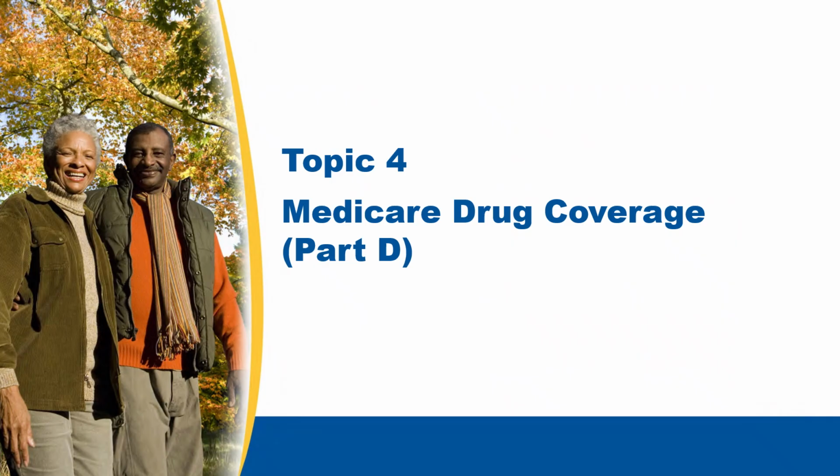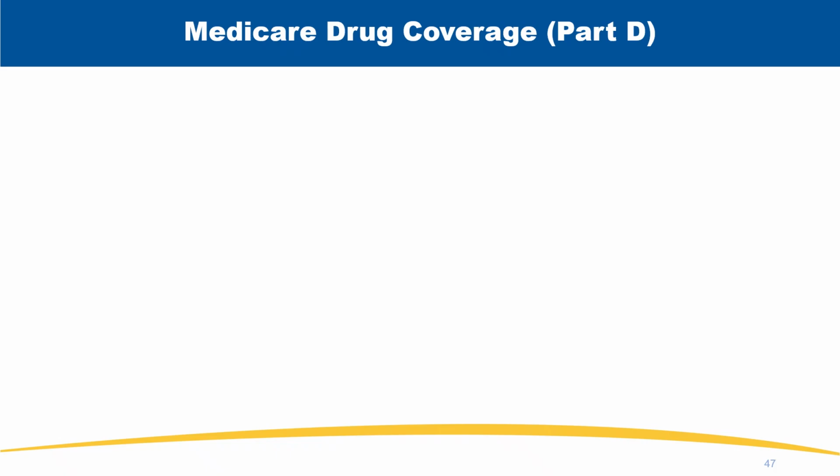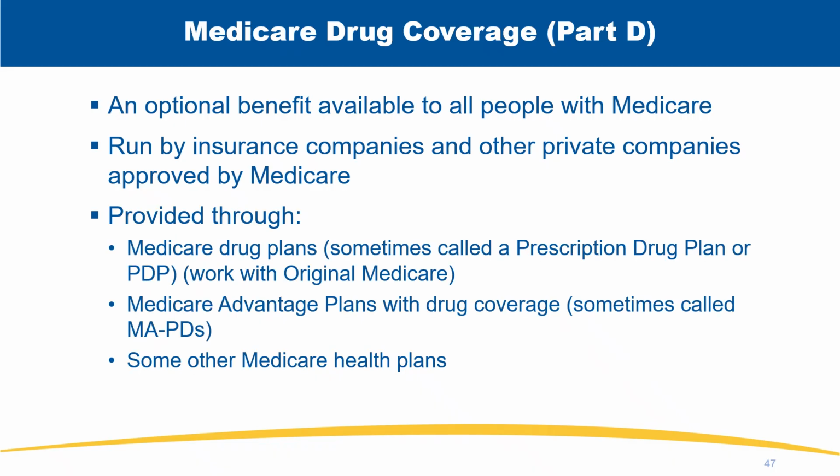Topic 4. Medicare Drug Coverage, Part D. Topic 4 explains Medicare drug coverage, associated costs, and how to choose and join a plan. Medicare Drug Coverage Part D is an optional benefit available to all people with Medicare. It is only optional if you already have coverage, and you can already have coverage through your previous job or your current job, TRICARE, or creditable drug coverage.